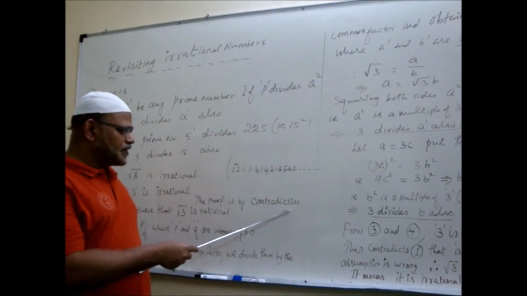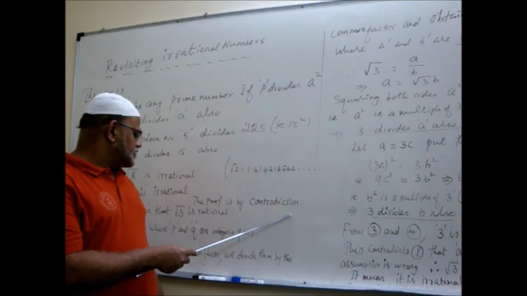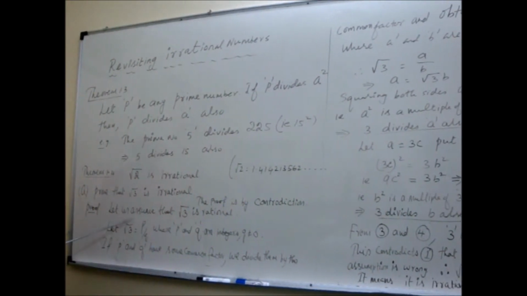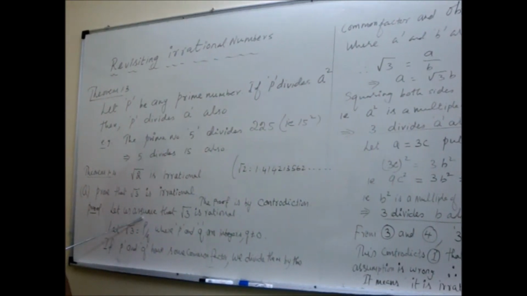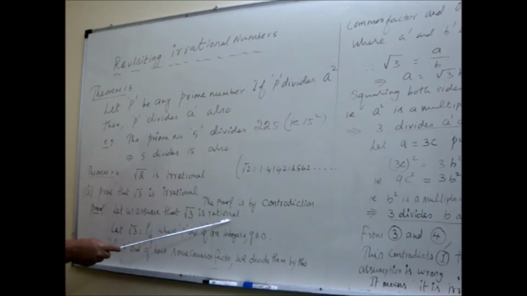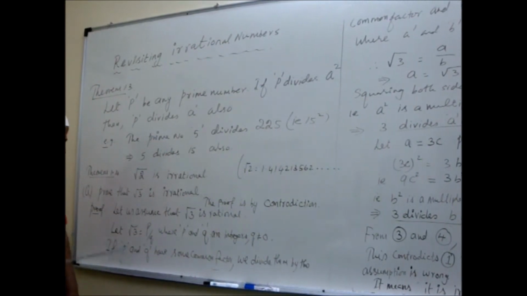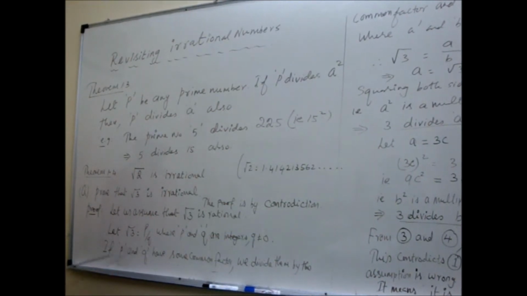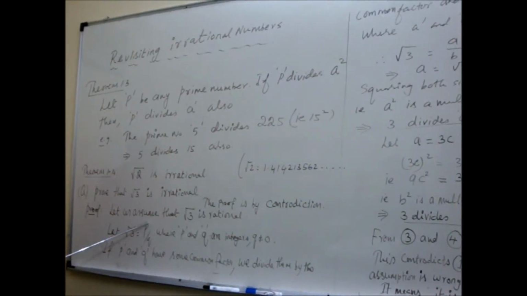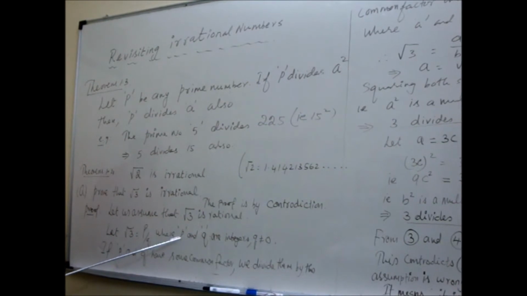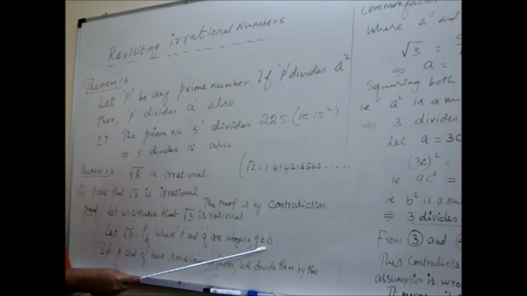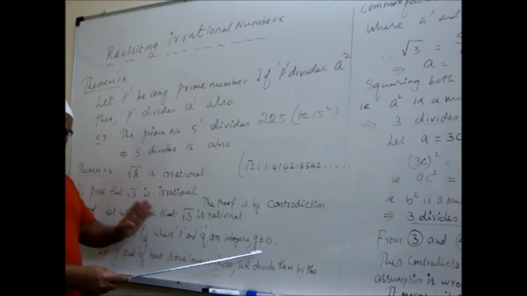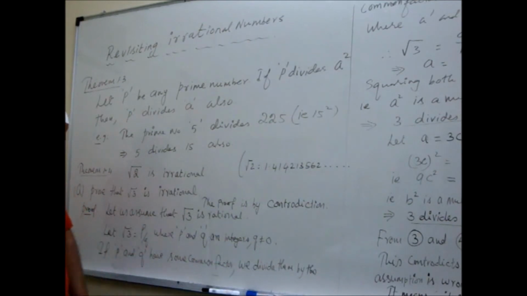So the proof is by contradiction, as I told you. So what you do, you are assuming, let us take root 3 is rational. I take rational. Okay, then root 3 is rational means what kind of expression it is. So you take root 3 is equal to p by q, where p and q are integers, q not equal to 0. This is the definition of any rational number. Okay, now I took p and q are integers.